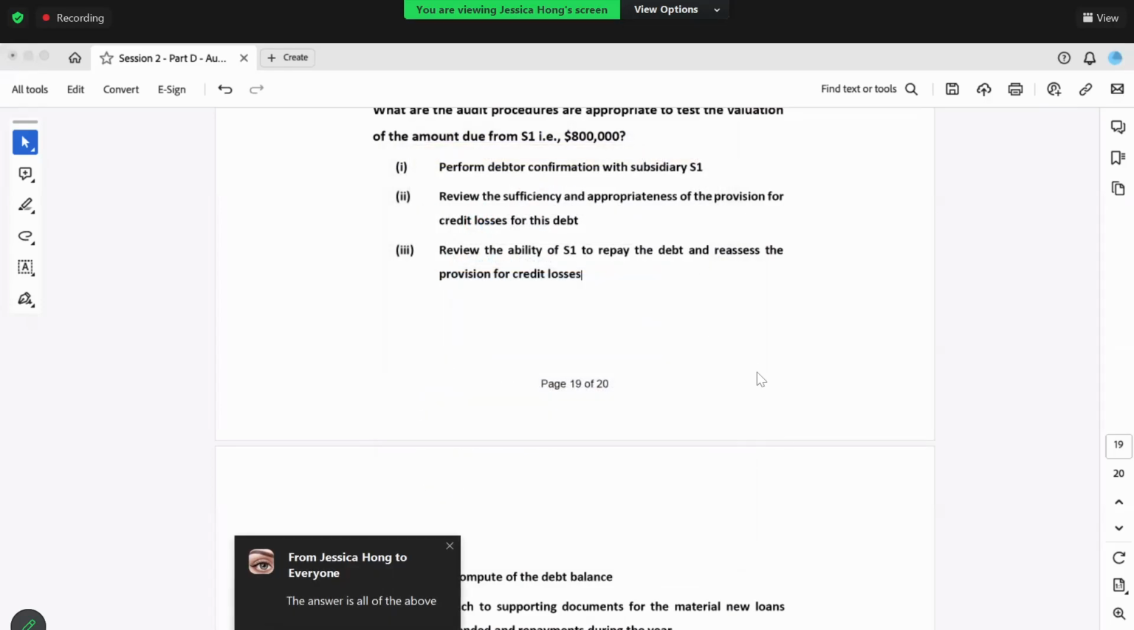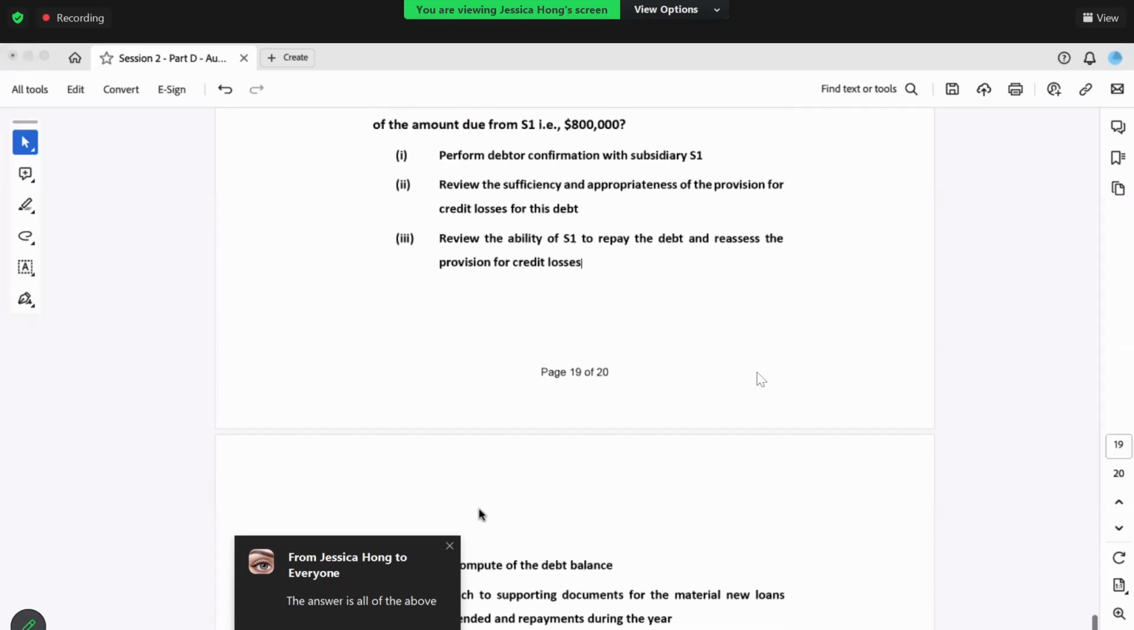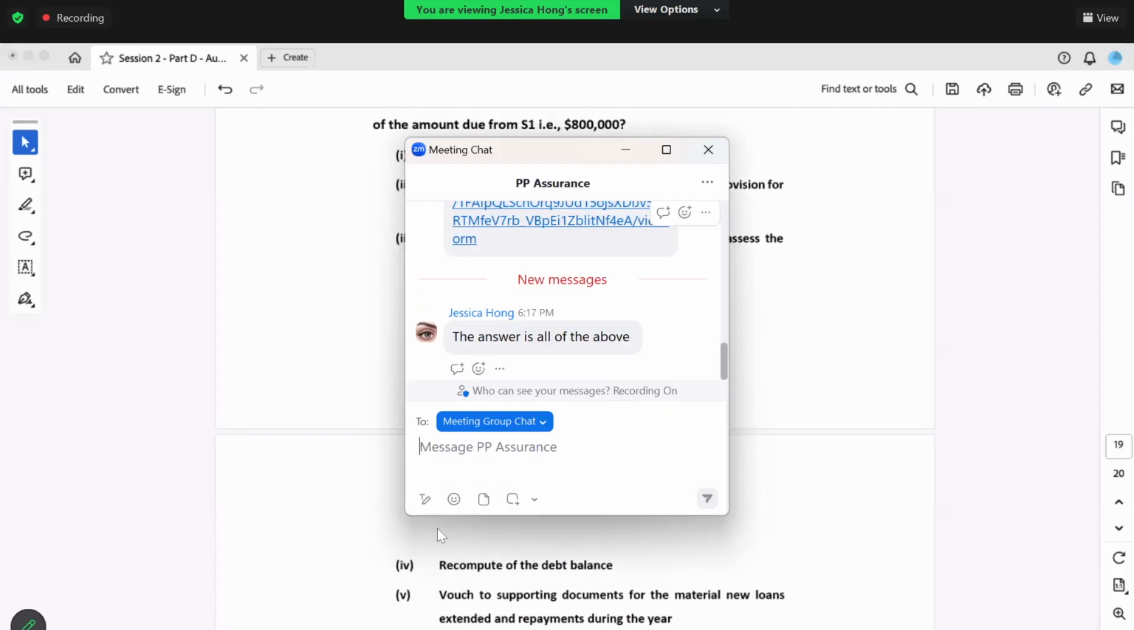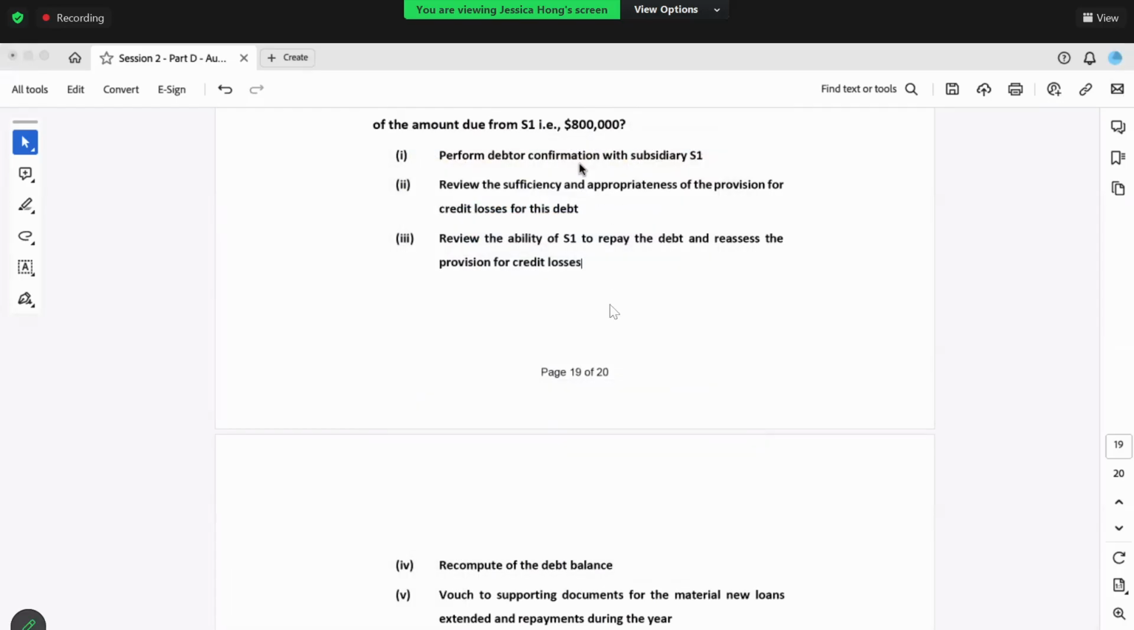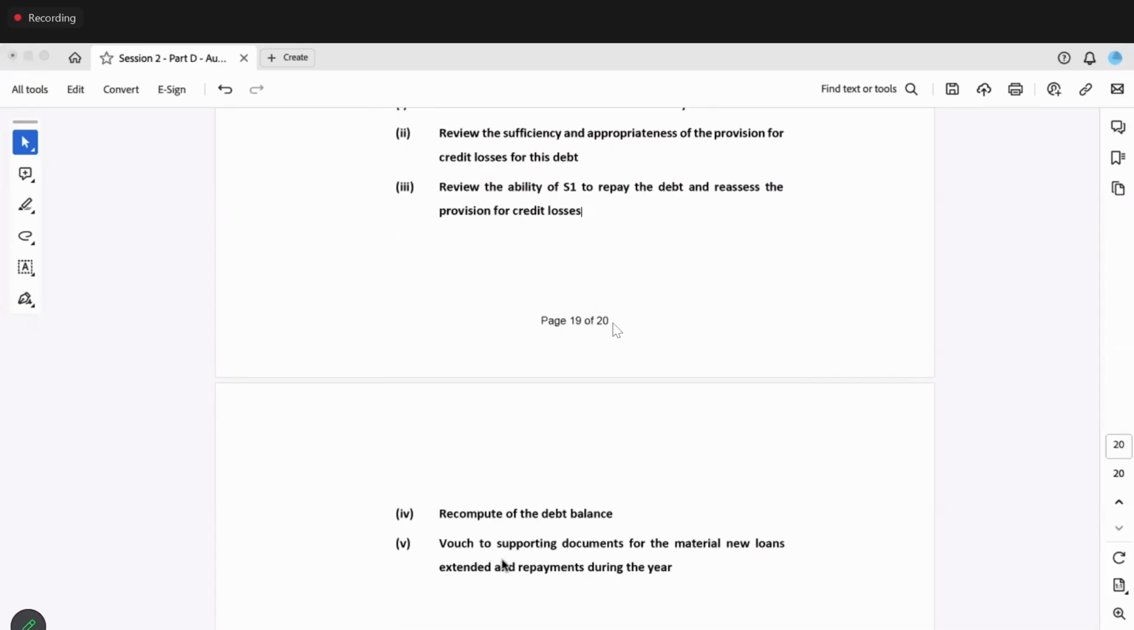So all of the audit procedures actually can confirm the accuracy of 800,000. Debtors confirmation, definitely. If you perform the debtors confirmation, not only can you test the accuracy, you can also test the existence, all right? Yes, you can review the appropriateness of provision for credit losses. You can test their ability, and then you reassess, yes. Recompute, definitely, and then you can vouch to the source documents on the movements of the loans extended and any of the repayments. So all of the above.